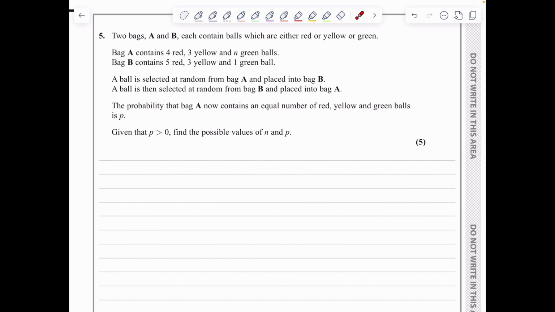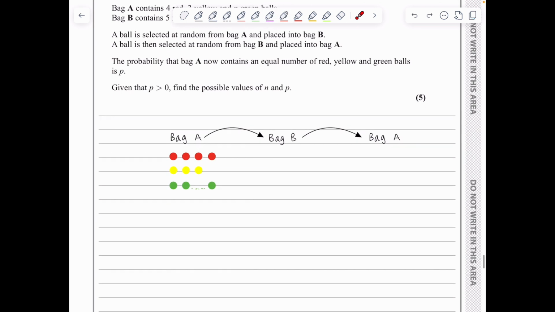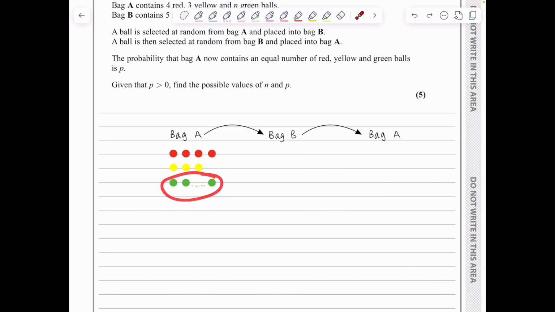Now we really need to get a really good understanding of what's happening here. We are drawing from A into B and then from B into A, and we know that in bag A we had 4 red, 3 yellow, an undefined number N of green balls, while bag B has 5 red, 3 yellow, and 1 green ball. And we need to consider the different scenarios that will lead to bag A at the end of the day having the same number of red, green, and yellow balls.